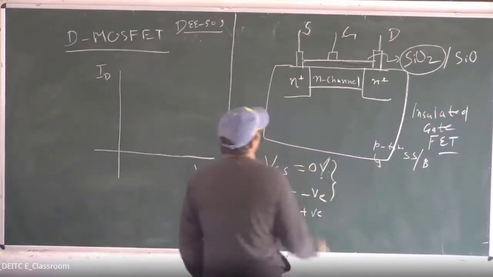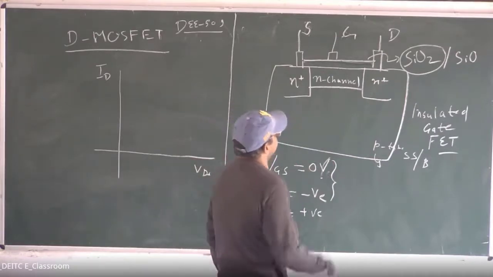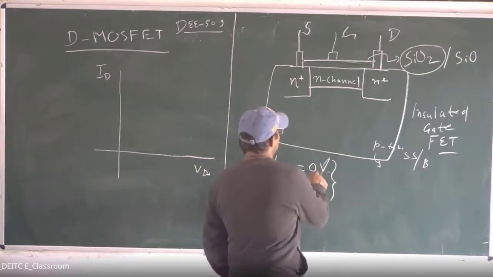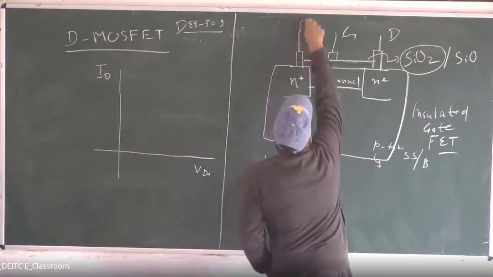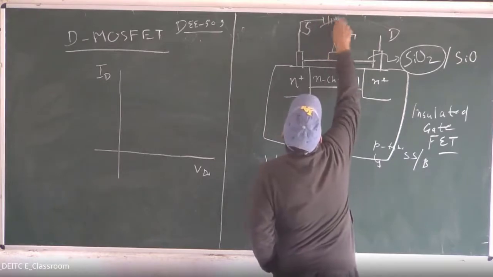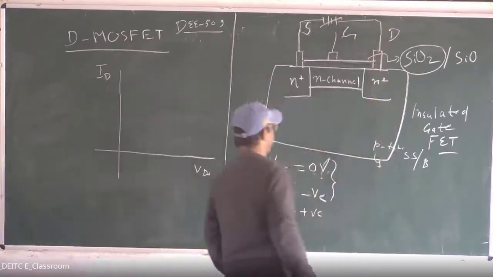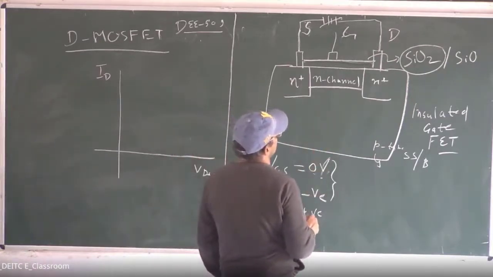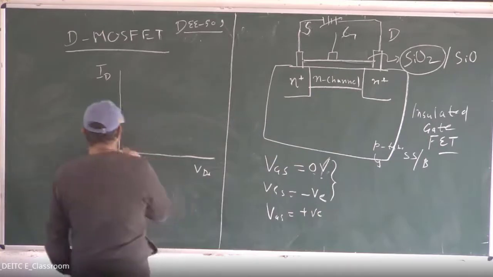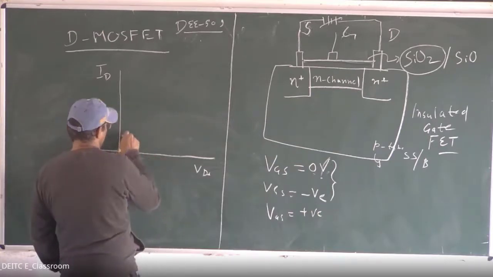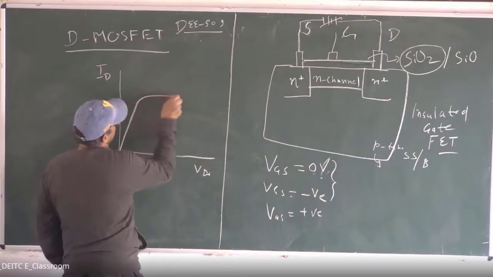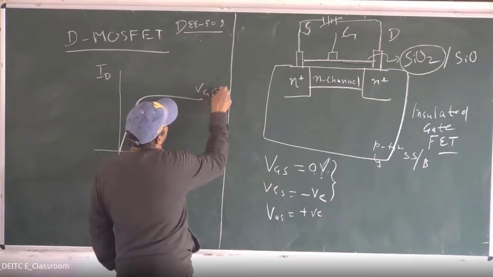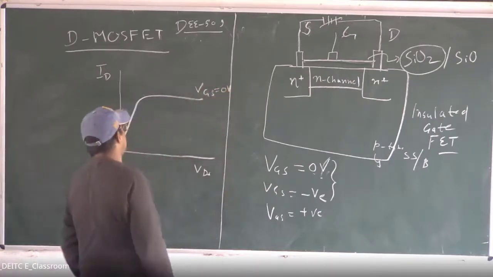Again I will redraw and rediscuss the working. So what really happens when we apply 0 volt and we apply a voltage between D and S? Then this device behaves like an N channel JFET, and the characteristics we got is like this. So this is VGS equal to 0 volt. At 0 volt, the characteristics is like this.